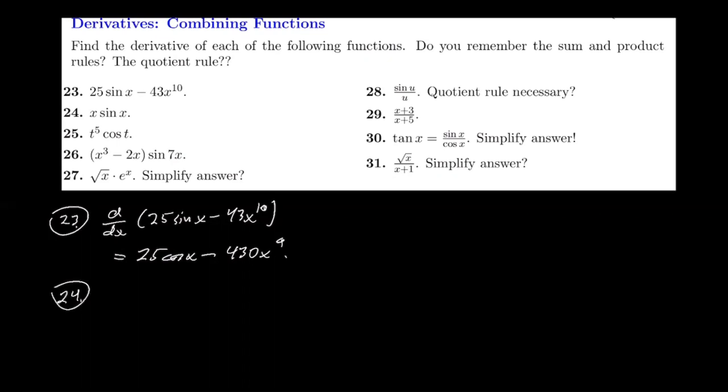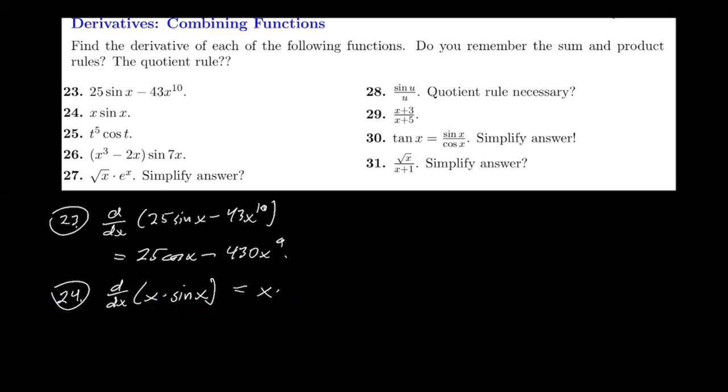The derivative of x sine x. Sadly, we cannot just differentiate x and differentiate sine x. The answer is not 1 times cosine x. It's not that. There's this product rule, right, which says you have to do the first times the derivative of the second plus the second times the derivative of the first.